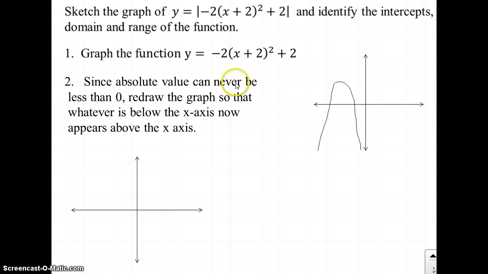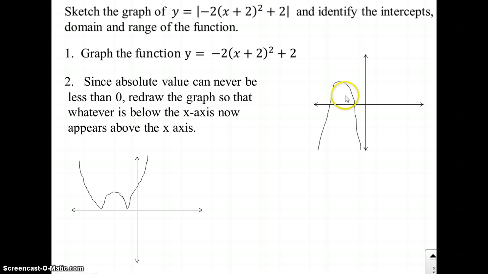Since absolute value can never be less than 0, we're going to redraw the graph so that whatever is below the x-axis now appears above. So this part of the curve is above the x-axis. That's not going to change. But these two legs below the x-axis will now become above the x-axis as an absolute value function. So this will now get drawn above the x-axis. So here's what the graph looks like after we include the absolute value sign.